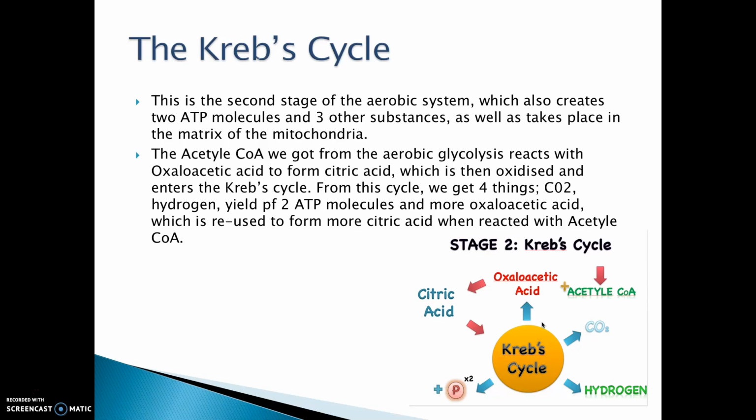From this cycle, we get 4 things. We get carbon dioxide, which is one of our byproducts. We get hydrogen, a yield of 2 ATP molecules, and more oxaloacetic acid, which is then reused to form more citric acid when reacting with acetylcholine A.